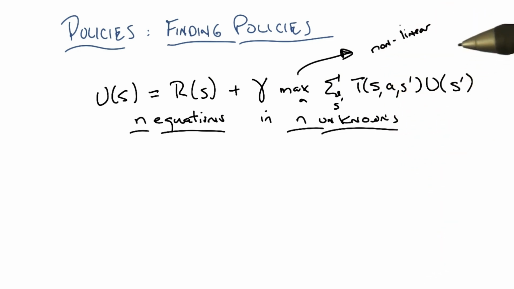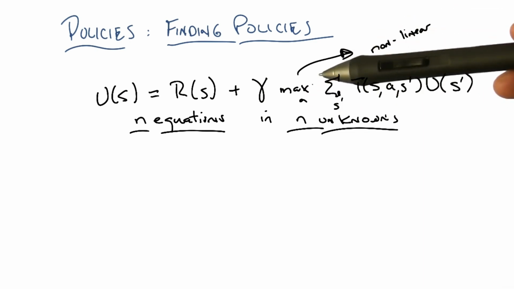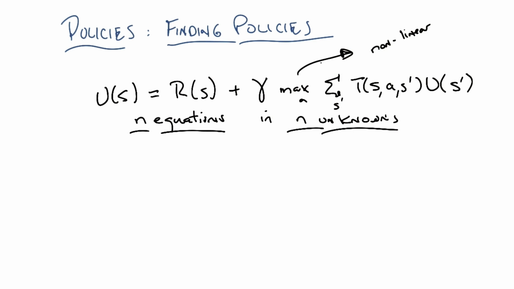So it looks really good for a moment there. We've got N equations, N unknowns. We know how to solve that. But max makes for a very weird nonlinearity, and there's kind of no nice way to deal with this.